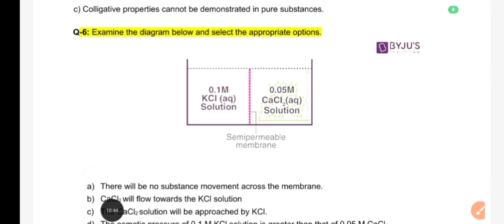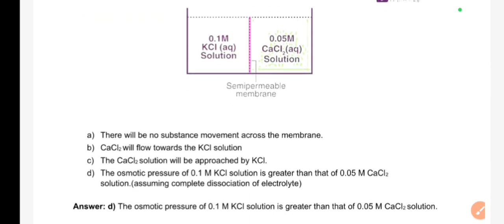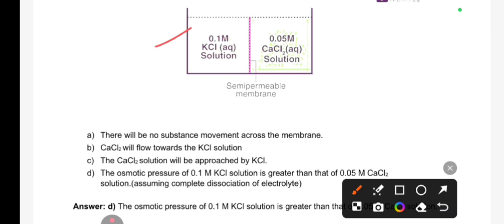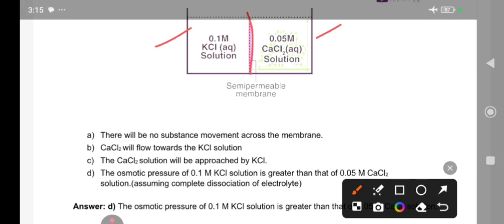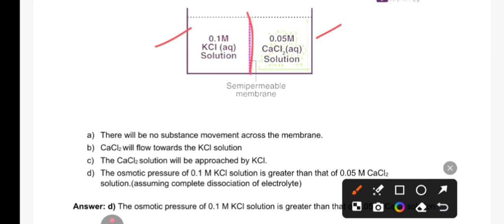So now our next question is, explain the diagram below and select the appropriate option. Okay, this is given to you: 0.1 molar KCl solution and 0.05 molar calcium chloride solution. In between, a semi-permeable membrane is used here. Okay. So whenever we are using a semi-permeable membrane, it means we are looking at the flow of solvent molecules. Only the solvent molecules can pass through the semi-permeable membrane. It will not allow the solute particles to move through it.